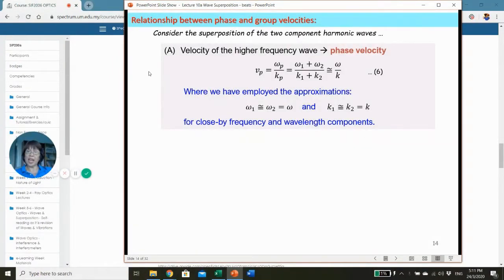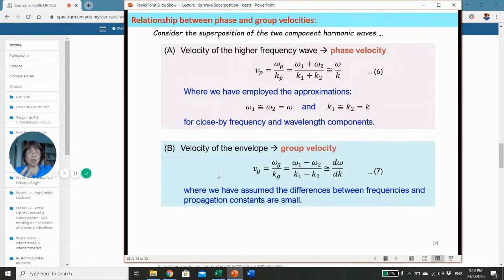Now we're going to derive the relationship between the phase and group velocity. We will consider the superposition of two component harmonic waves, one having omega 1 and the other omega 2, where wave 1 has wave number k1 and wave 2 has k2. So the phase velocity is given by omega p over kp, where p stands for phase, which will then be equal to the sum of the omegas divided by the sum of the k's. Now they are both about the same, so we can take an average and represent that using a single symbol, omega, and this can be approximated to omega over k. We have used this approximation, and this is almost equal to k. They are very close by in frequency and wavelength components.